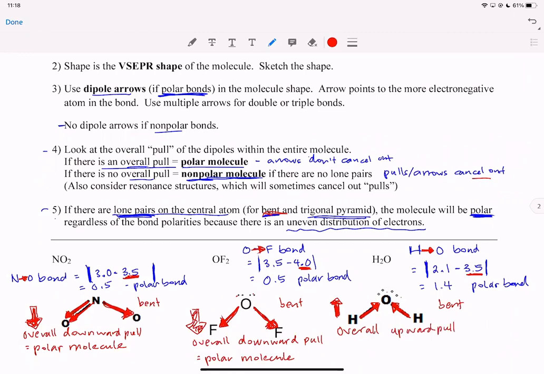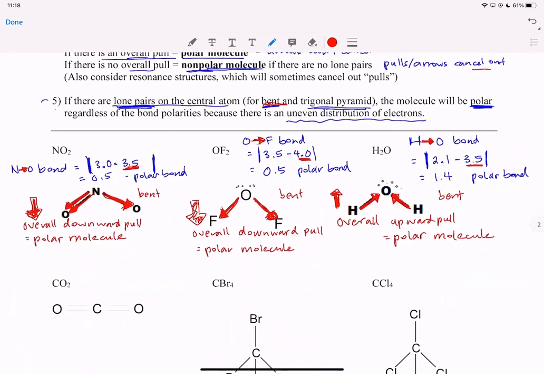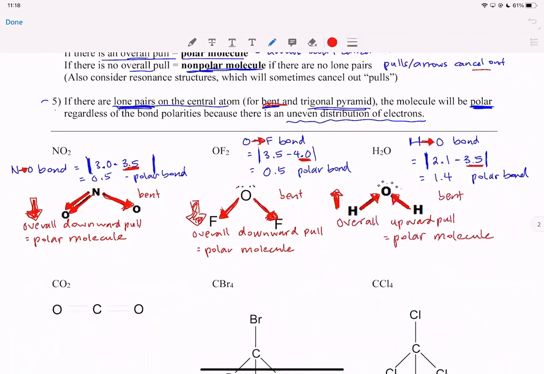And when there is an overall pull, this makes this a polar molecule. Okay. So let's take a look at the next example, which is CO2.